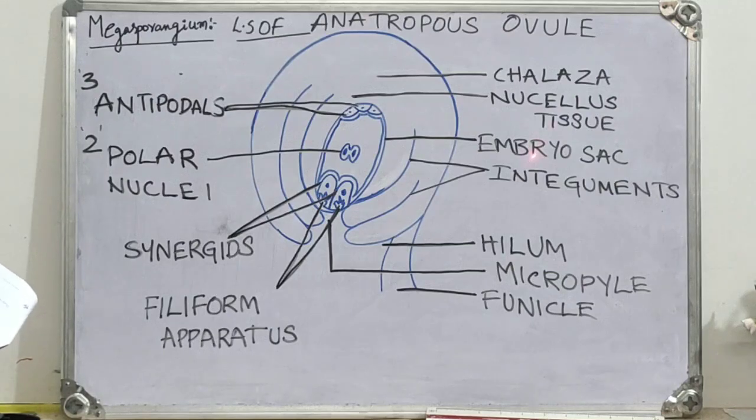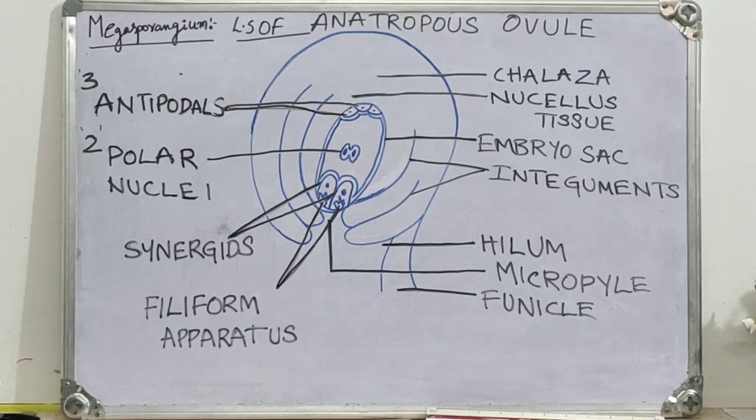Then these integuments encircle the nucellus tissue. Here you will see the nucellus tissue is present. These are the integuments, and inside you will see this entire portion is the nucellus tissue. So nucellus is a nourishing tissue for the ovule. Inside the nucellus we will see the embryo sac. This is called embryo sac. The nourishing tissue, inside it we will see the embryo sac.